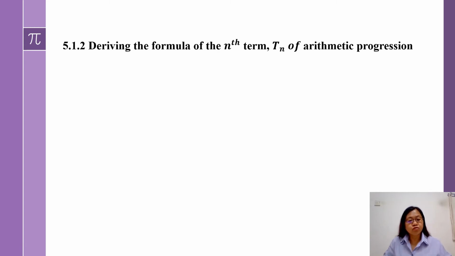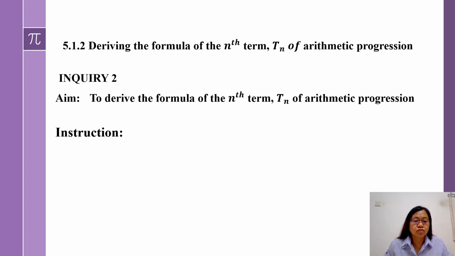Okay, now we go to 5.1.2, deriving the formula of the nth term of an arithmetic progression. Okay, so inquiry 2. The aim is to derive the formula of the nth term, Tn, of an arithmetic progression. So the instructions.